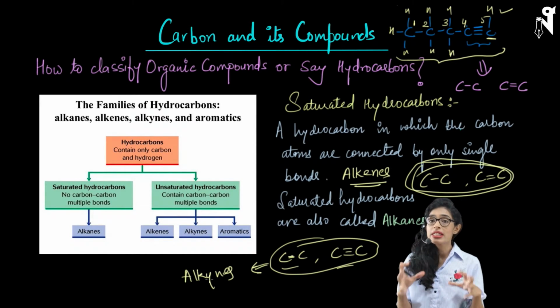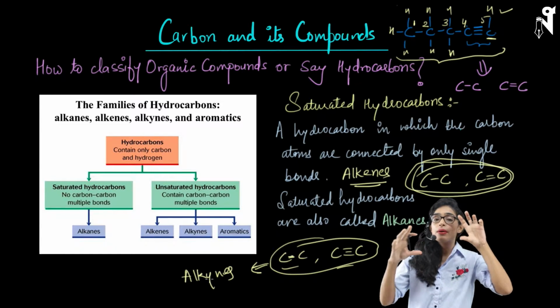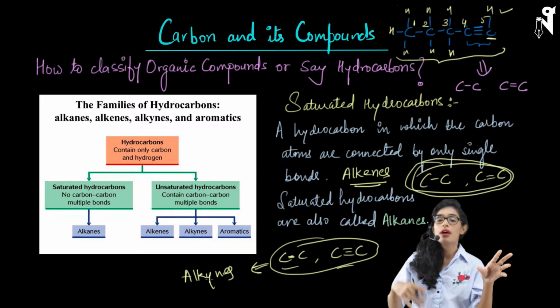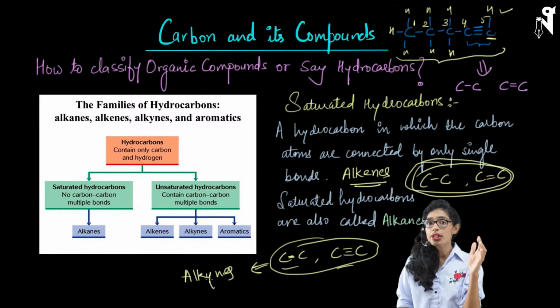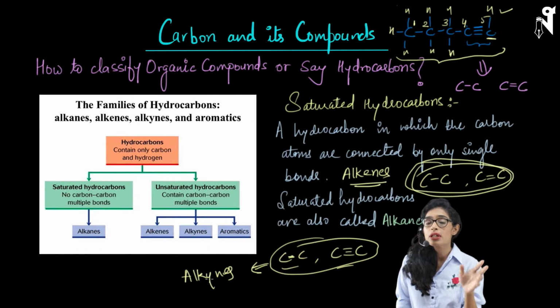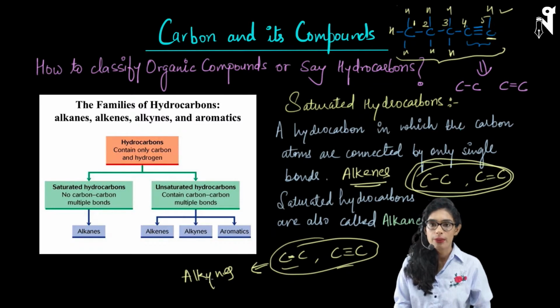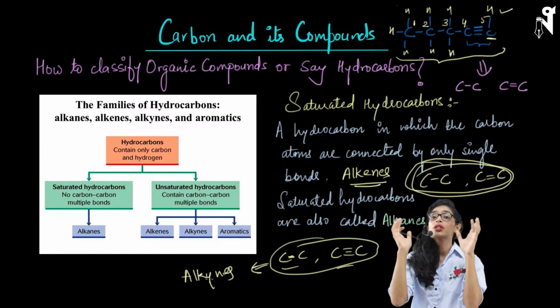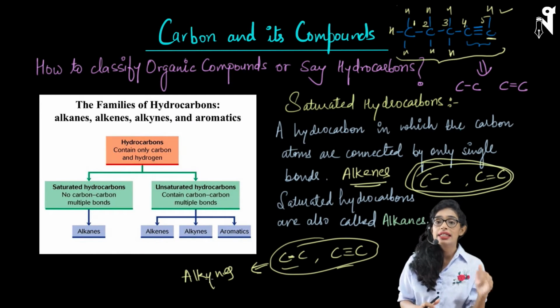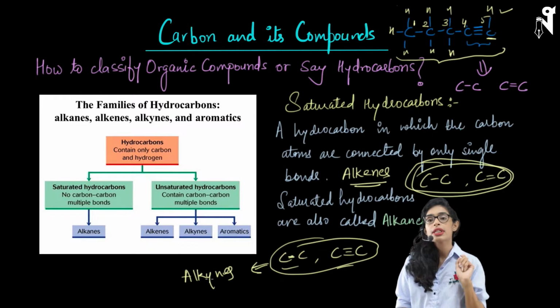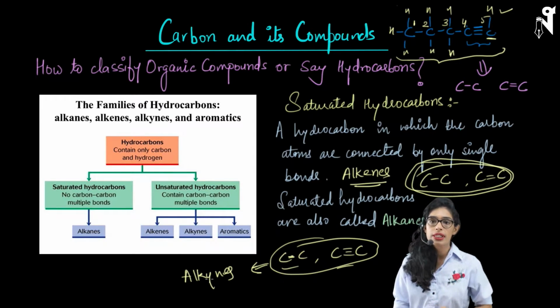So we have basically categorized the hydrocarbons in two basic categories. One is saturated, another is unsaturated. Saturated tells us that there are only single bonds. Unsaturated tells us that there are single bonds as well as multiple bonds present in the compounds. Now the unsaturated is further divided into alkenes and alkynes depending upon whether you have a double bond presence in the compound or a triple bond presence in the compound.